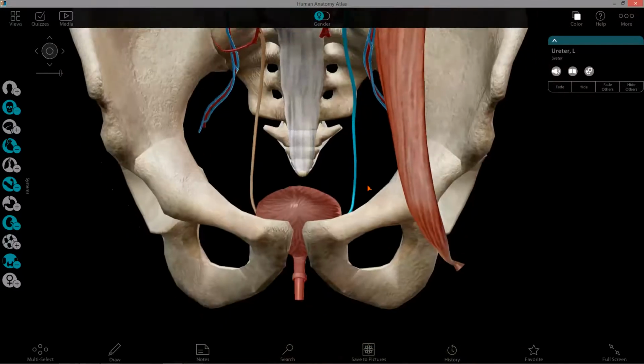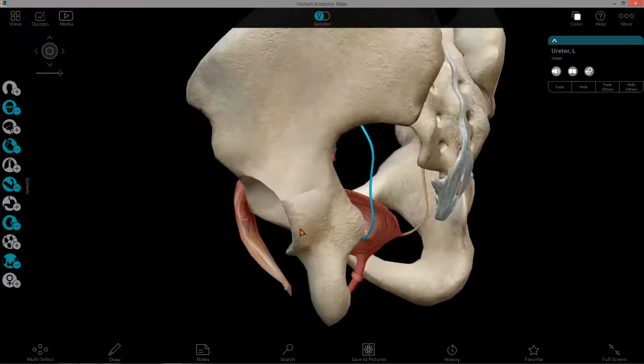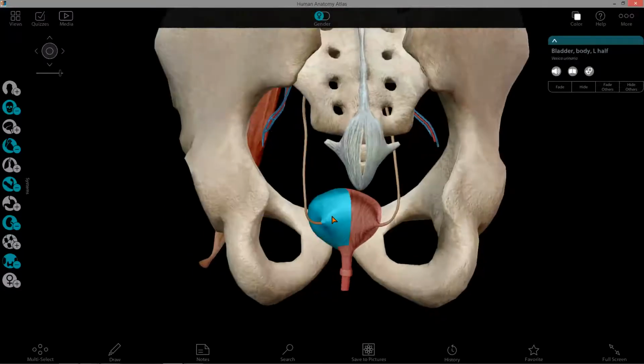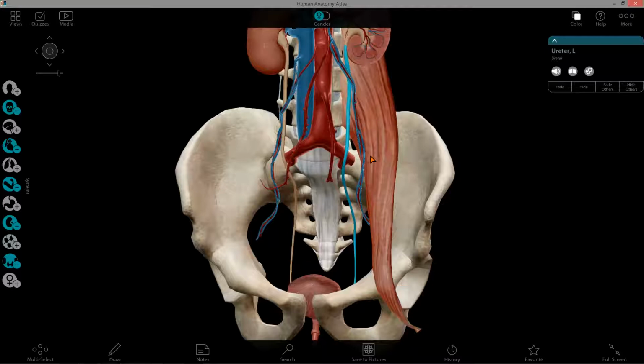And then there's what's known as the ureterovesical junction, which is where the ureter enters the bladder. This is just a posterior view, and here's the highlighted ureter. And those are three major points of normal anatomical constriction in the ureter.